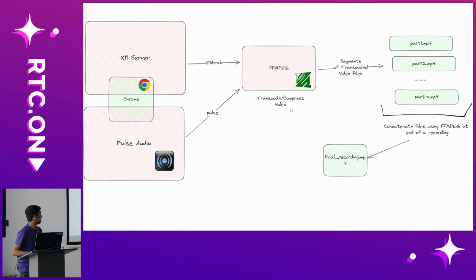So you have an X11 server running Chrome on your VM, and you have PulseAudio, which will capture the audio from the browser. You can use FFmpeg to read these video and audio tracks, and then you can transcode it according to options you pass, and you get segments out, and you can finally join all of these segments to get your final recording file.